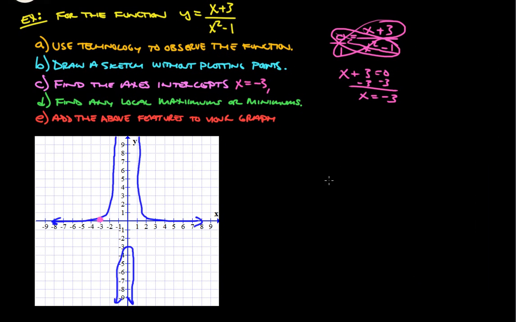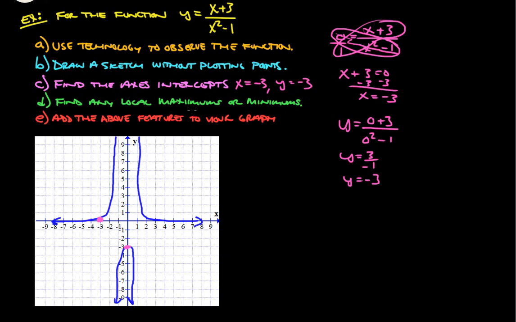All right, next thing, let's find out when x equals 0. We'll figure out that's going to be our y-intercept. All right, so y equals 0 plus 3 all over 0 squared minus 1. So y equals 3 over negative 1. So we got x-intercept is negative 3 and y-intercept happens to be negative 3 as well. At least we got that one right. Okay, so those are two intercepts.